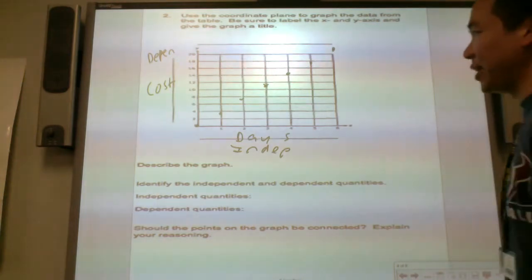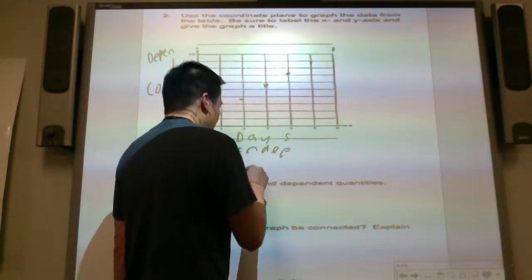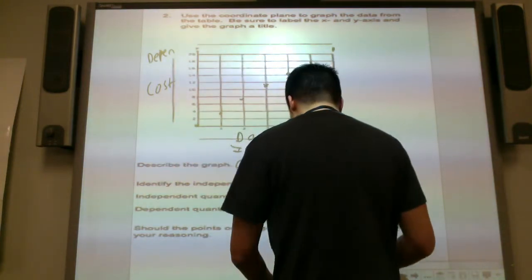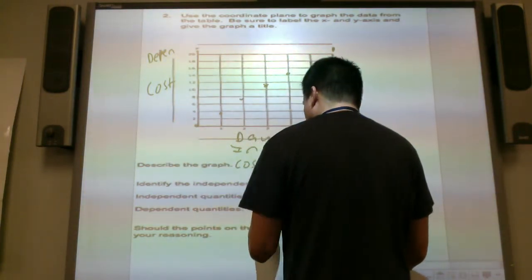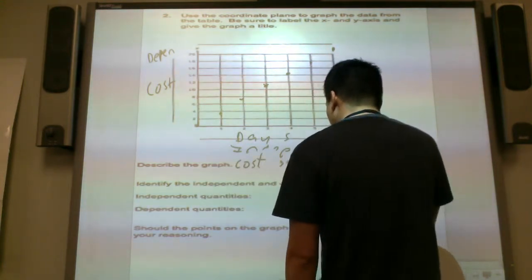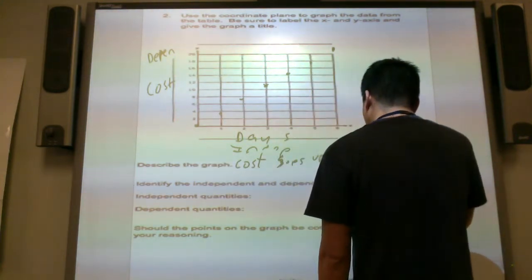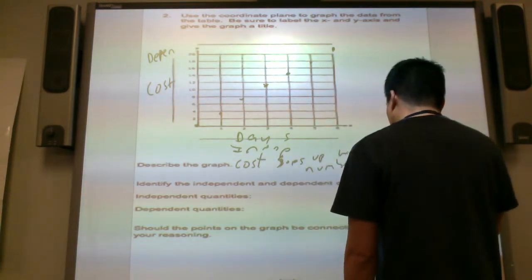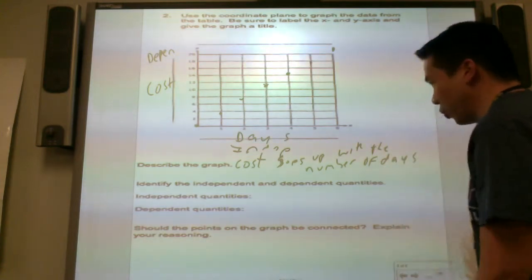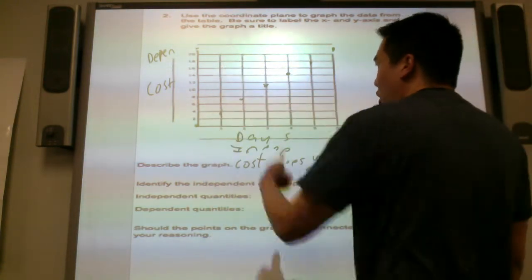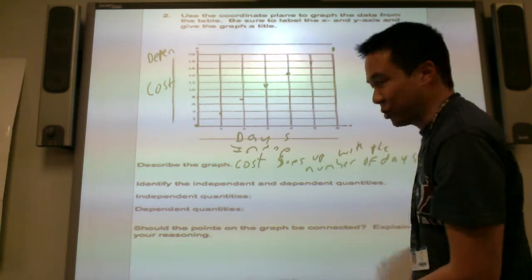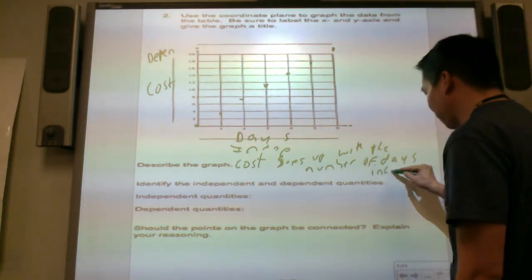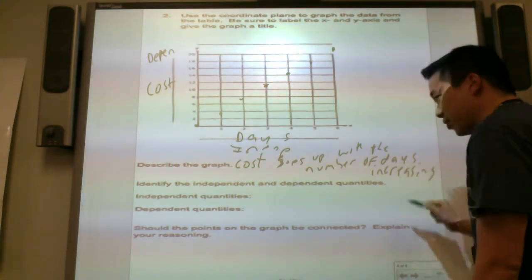Describe the graph. What's happening to this graph? The cost goes up with the number of days. So when the days increase, the cost goes up. The cost goes up with the number of days increasing. So that's what I got from this.